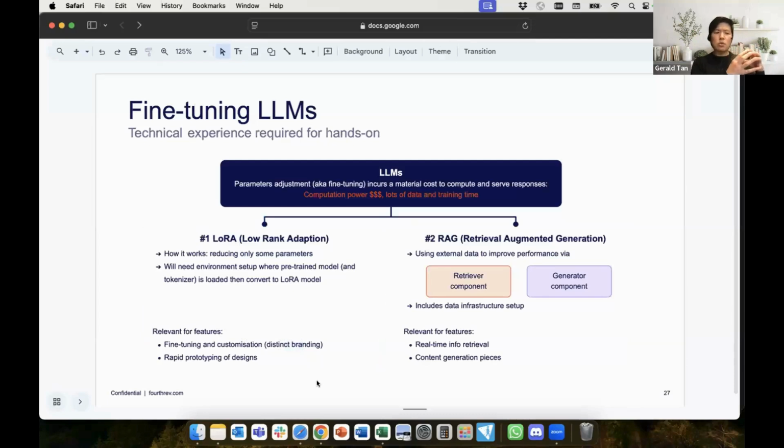Just one thing very specific, could be an art style, could be the way you do your spreadsheets. And it's really good for rapid prototyping because it's fast, right? It's very small, very cheap.